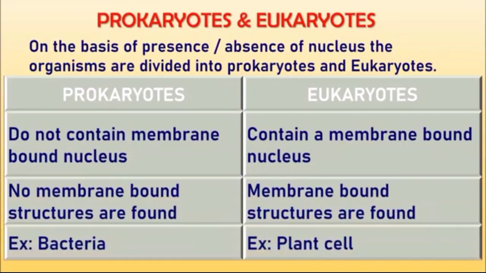Prokaryotes differ with eukaryotes in many aspects. Prokaryotes do not contain a membrane bound nucleus, whereas eukaryotes contain a membrane bound nucleus. There are no membrane bound structures in prokaryotes like chloroplasts, mitochondria, lysosomes, endoplasmic reticulum, etc. Whereas eukaryotes contain different membrane bound structures. The examples for prokaryotes are bacteria, whereas the examples for eukaryotes are plant cells.